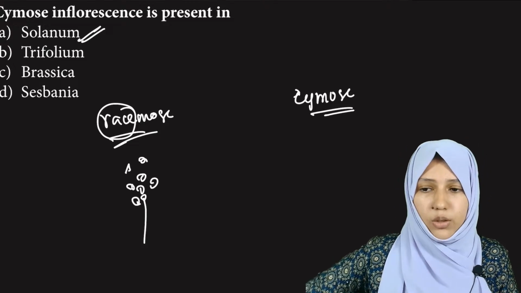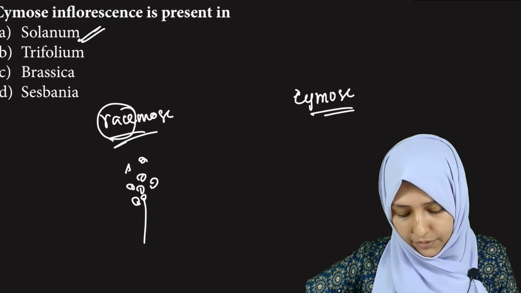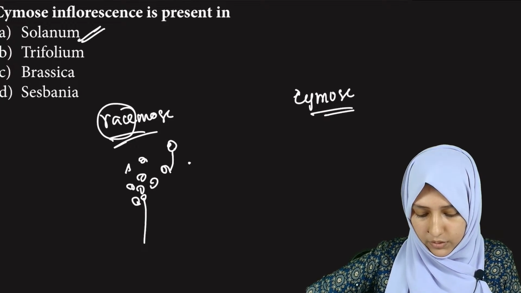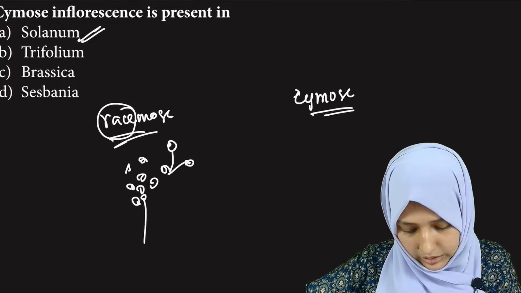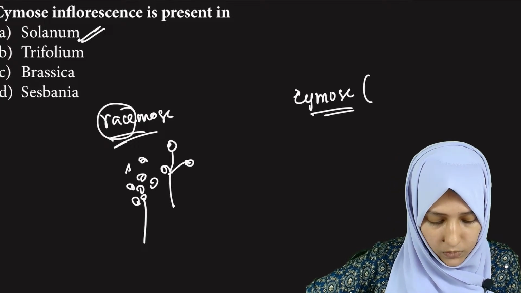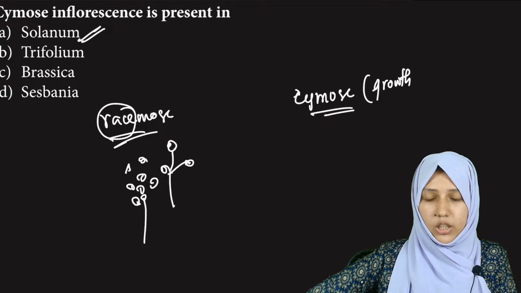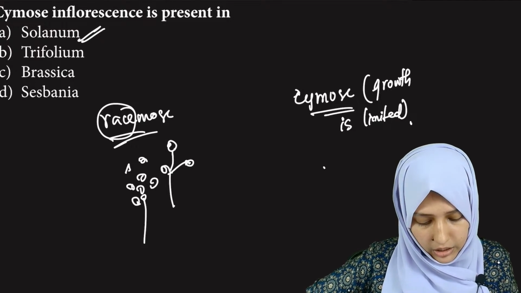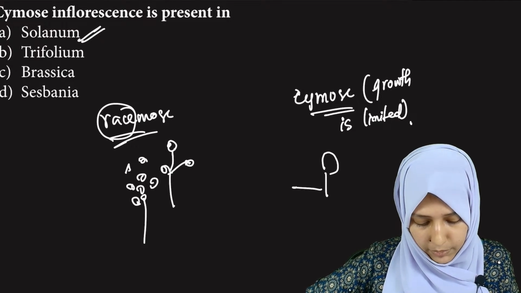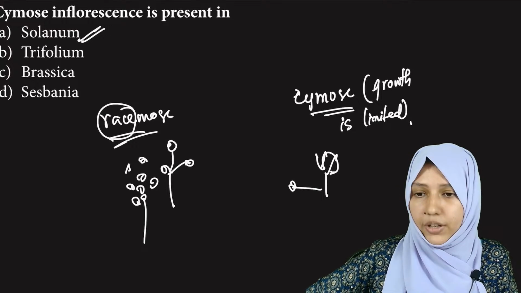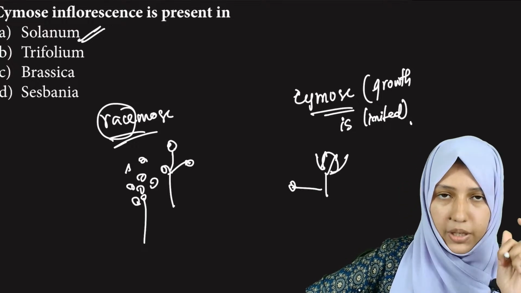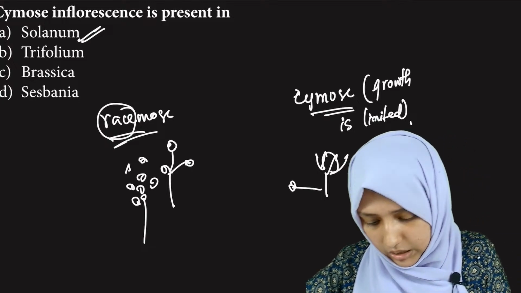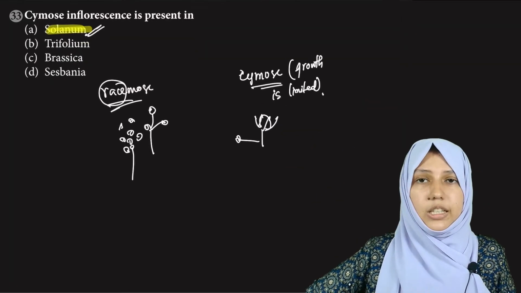And the new flowers are formed at the top. The new flowers will be forming again and again at the top. But in cymose the growth is limited. The growth of floral axis is limited, and the new flowers will be formed at the base, and the older flowers at the terminal. There will be a flower formed at the terminal end, so that the growth is limited, and this is a feature of the Solanum family. Clear?